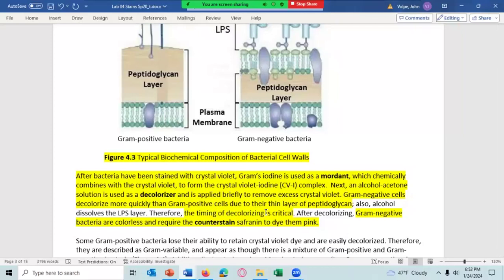After you use the decolorizer, the gram-negative cells are actually colorless because they've lost the crystal violet iodine complex and they have nothing in them to color them. We then apply the counter stain, which is safranin. A counter stain is just a second stain that appears different than the primary stain. And safranin will stain the cells pink.